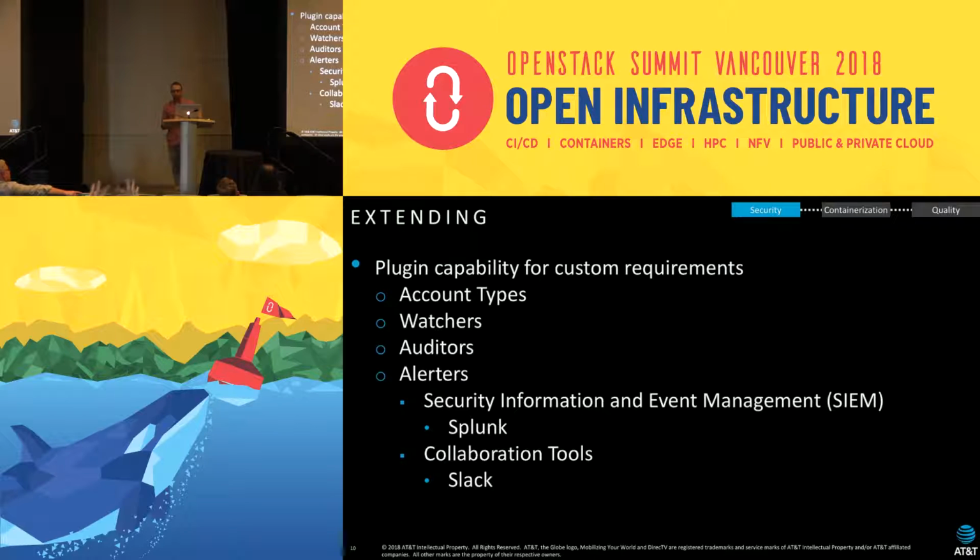The more common one I see is alerters. So if you use a SIEM platform, like Splunk or Elasticsearch, you can easily send those notifications into those platforms. And the same with collaboration tools. So if your team uses Slack, you can publish a notification into a particular channel whenever you have an issue.